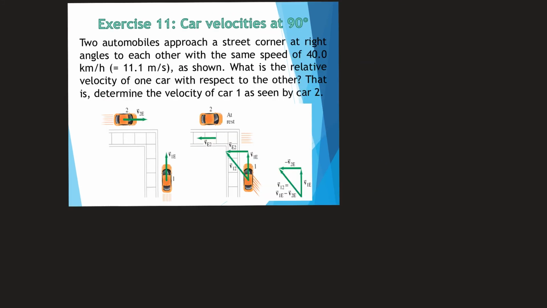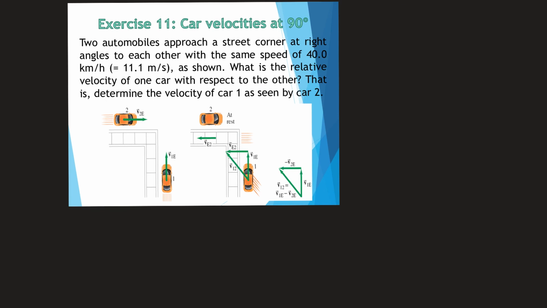Okay, so here we have two automobiles approaching a street corner at right angles to each other with the same speed of 40 km per hour, which is equivalent to 11.1 meter per second. What is the relative velocity of one car with respect to the other? Basically the question asks you to determine the velocity of car 1 as seen by car 2. So come up with the equation first.